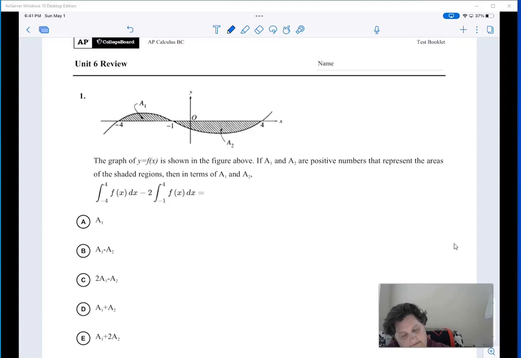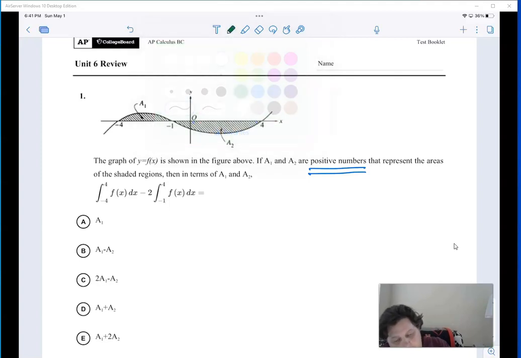Okay, the graph of f(x) shown in the region above. A1 and A2 are positive numbers that represent the areas of the shape. In terms of A1 and A2, what are these? Areas are always positive, so it says they are positive numbers that represent the areas.